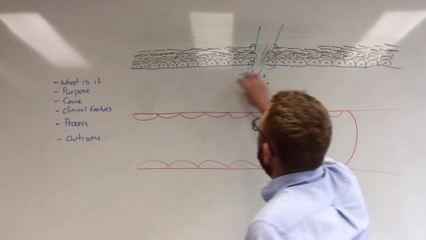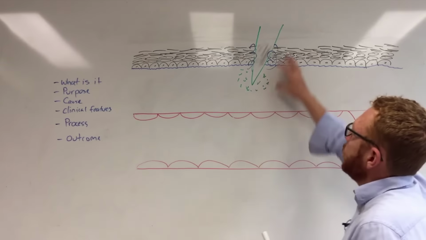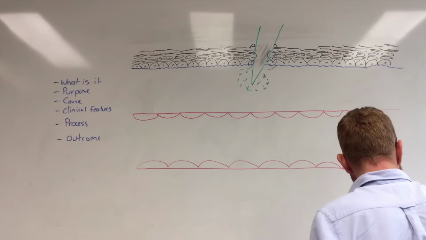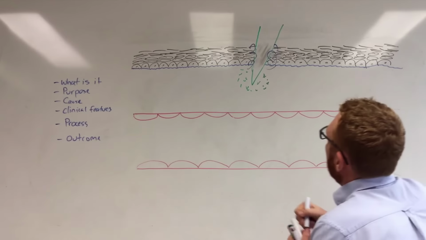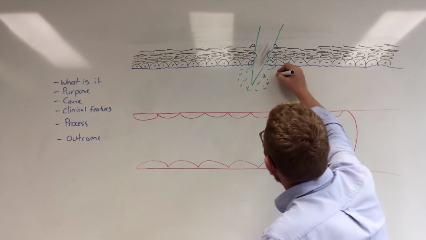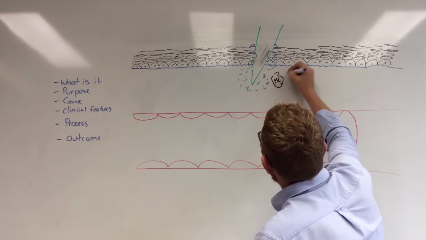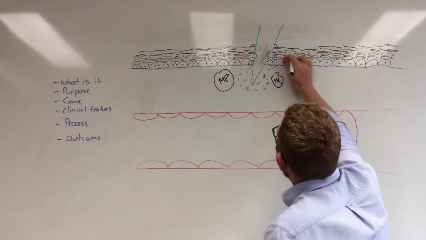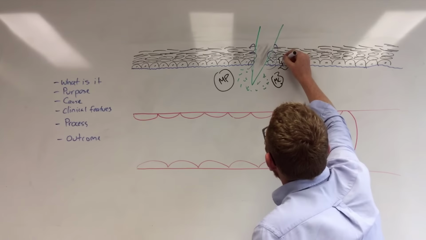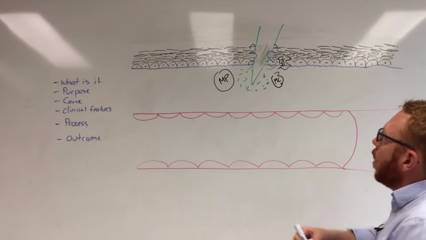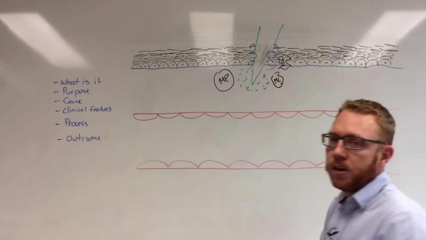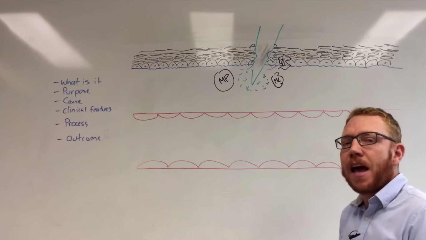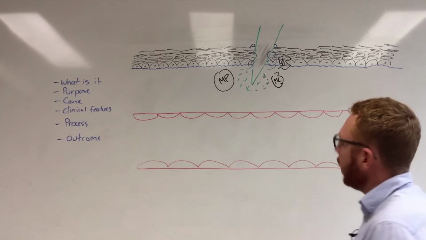Now, sitting under the skin, we would have a whole lot of resident cells. So we might have mast cells, we might have some macrophages. Up here we might have some dendritic cells. Okay, so there's a whole lot of cells that are sitting around which are part of the immune system waiting for something to happen, plus all the cells that have been injured.